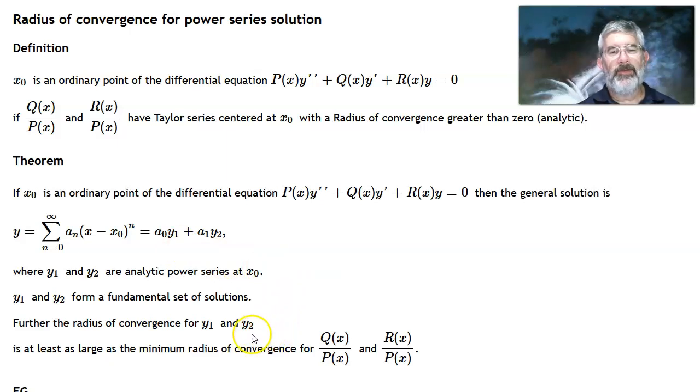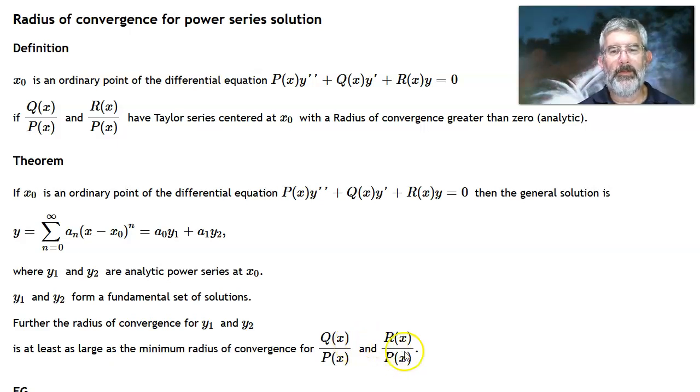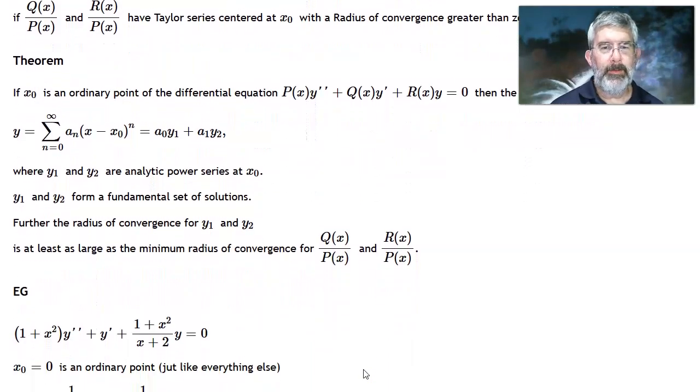And we can also say that the radius of convergence for these two is at least as large as the minimum of the radius of convergence for q over p and r over p. Okay. It might be longer, but it's at least no shorter than the minimum of those two radii. So let's take a look at an example here.